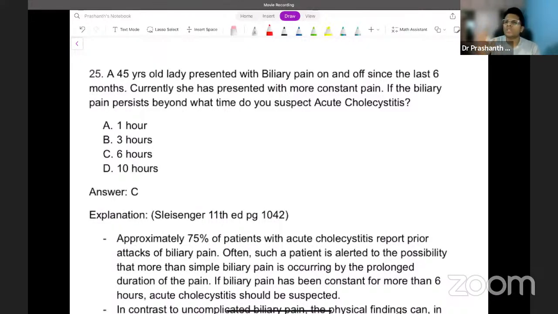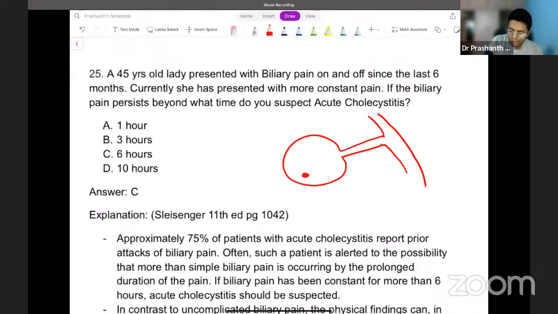Again, a clinical question. Usually a biliary pain, you should always know that it is a simple condition where the stone blocks the cystic duct and gets back. This intermittent blocking is called biliary colic, and it can last up to 2 hours. But if the stone is impacted in the cystic duct or the neck, it can result in persistent pain, usually lasting more than 6 hours.